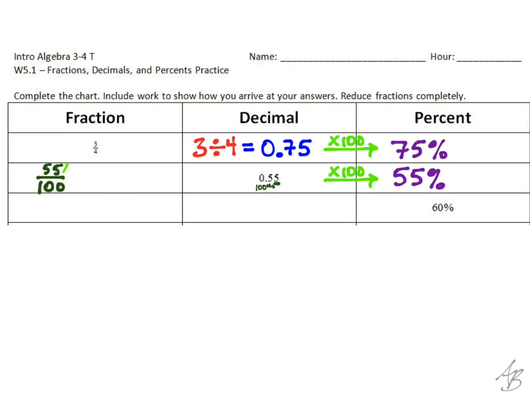However, we do need to reduce that. We can reduce by 5, and it gives us the fraction 11 over 20. Be sure on this one that you're showing all your work. Show your initial fraction here, and then reduce it to its simplest terms.